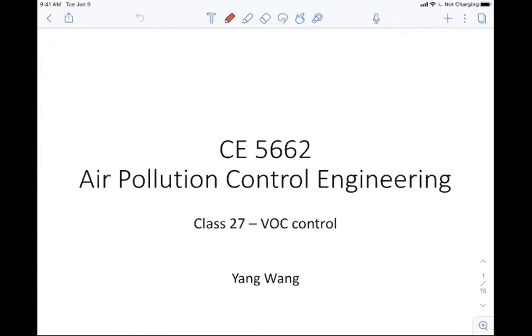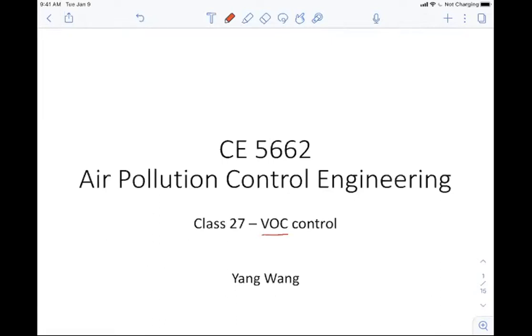Okay, so it's already 10 and we should get started. So this class, we're going to start a little bit about the VOC control. As I said, VOC is a very large group of pollutants, right? It's not a single species, and there isn't a universal method to remove all of them. So that's why there are quite many methods that we're going to go through for the next few classes.